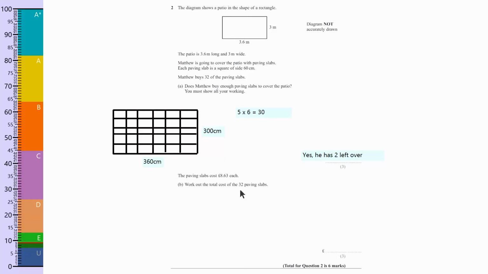The second question doesn't actually have much to do with the first question, it's just a simple multiplying. If each one of them costs that and he has 32, then how much will they cost? Now as before, I don't like working in decimals and I try and avoid it if I can. So I could put this in pence, 863 pence times 32, which is what we're going to do with the answer.